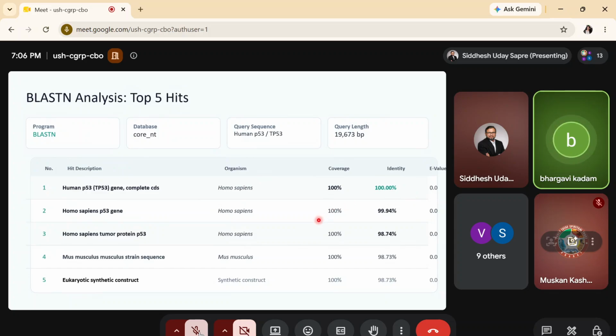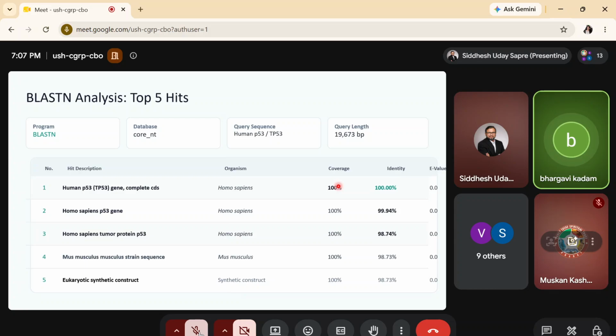The first thing in this column, we can see the organism. This tells us which species the sequence matches the most. The next one is query coverage. Query coverage indicates how much of our sequence matches the database sequence. It is 100%, which means the entire sequence was aligned.